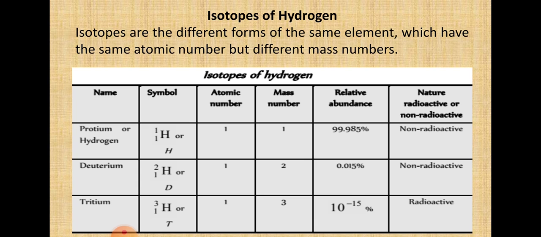Now let's see the isotopes of hydrogen. If atoms of the same element have different mass numbers, they are called isotopes. The difference in mass number arises because the nucleus contains a different number of neutrons. Naturally occurring hydrogen contains three isotopes: protium, 1H1, or we simply represent it with capital H; deuterium, 1H2, or we can write capital D; and tritium, 1H3, or we can write capital T. Each of the three isotopes contains one proton and 0, 1, or 2 neutrons respectively in the nucleus. Protium is by far the most abundant.